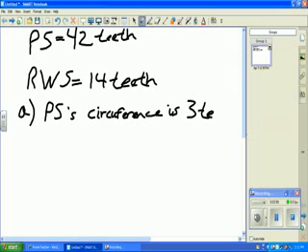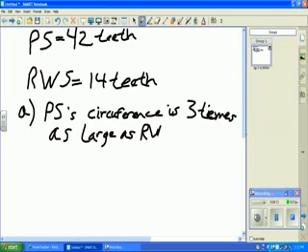3 times as big, as large as the rear wheel sprocket. Okay, does that make sense?